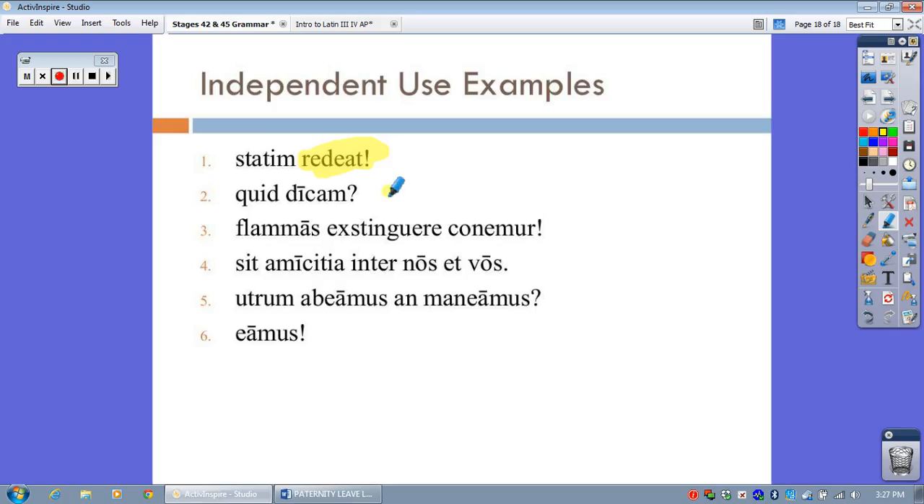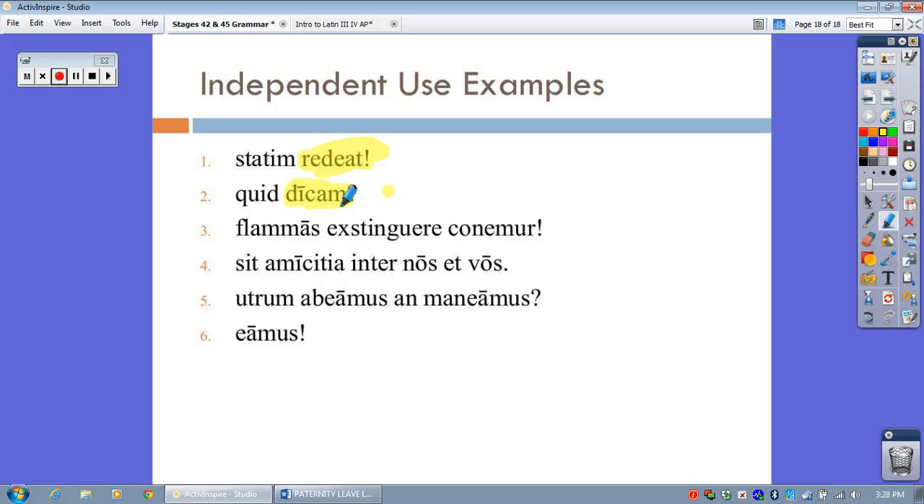What about this next one? Quid dicam. Dico, dicere, third conjugation verb. So if it has an A, it's present subjunctive. Dico means to say. And notice how it ends with a question mark. So is that going to be hortatory, jussive, or deliberative question? The answer, of course, is deliberative question. And we use the word "should" when we translate those. What should I say?